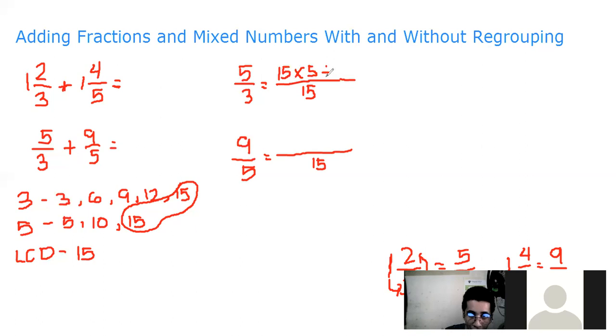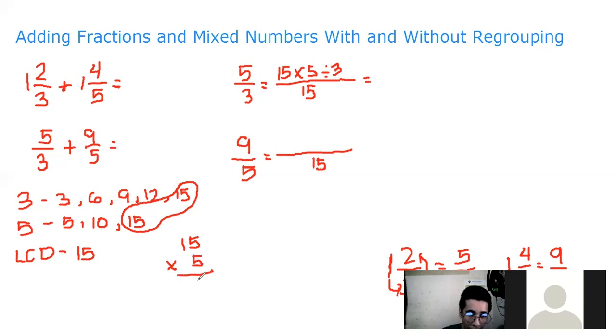So, saan ang galing si 3? Dito yon sa denominator natin. Saan ang galing si 5? Dito naman ang galing si 5. Then, compute natin. What is 15 times 5? 15 times 5 pag multiply natin.